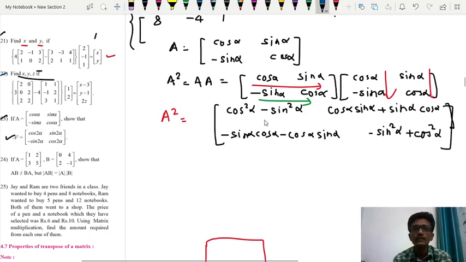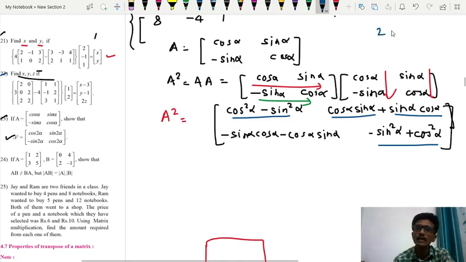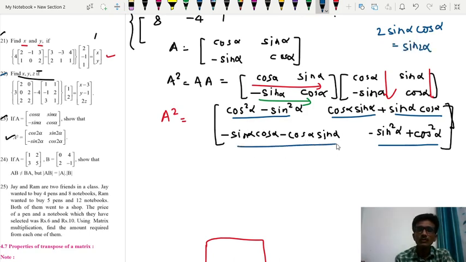So look at here, cos square alpha minus sin square alpha, it is cos of 2 alpha. And here sin alpha cos alpha, 2 sin alpha cos alpha is equal to sin 2 alpha. So here also minus 2 times sin alpha cos alpha, which will be minus of sin 2 alpha.